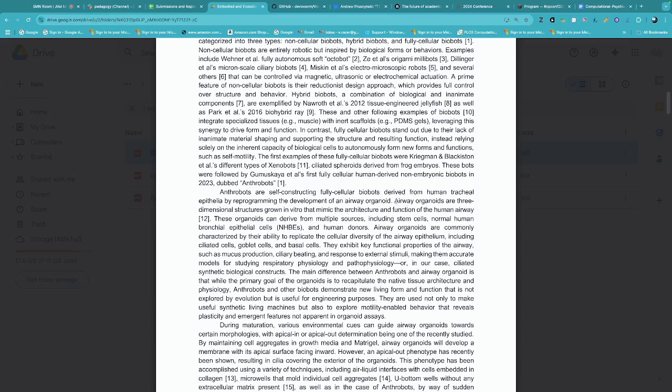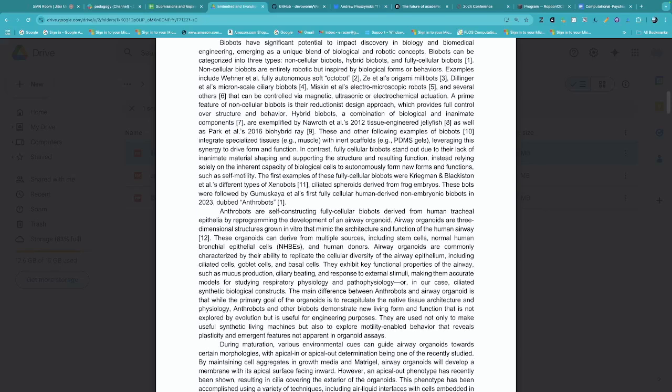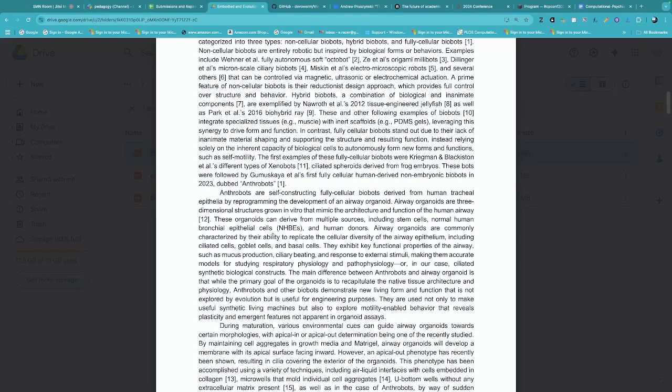So the origin of these cells, at least what they're characterizing, are these airway organoids. These organoids are three-dimensional structures that grow in vitro and mimic the architecture and function of the human airway. So there are human airway epithelial cells grown in an organoid. These organoids can derive from multiple sources, including stem cells, normal human bronchial epithelial cells, and human donors. Airway organoids are commonly characterized by their ability to replicate the cellular diversity of the airway epithelium, including ciliated cells, goblet cells, and basal cells. So a number of cell types. They exhibit key functional properties of the airway, such as mucus production and ciliary beating in response to external stimuli.